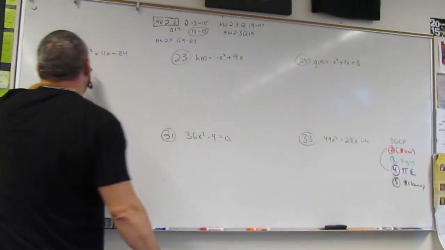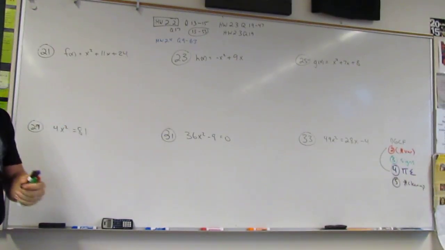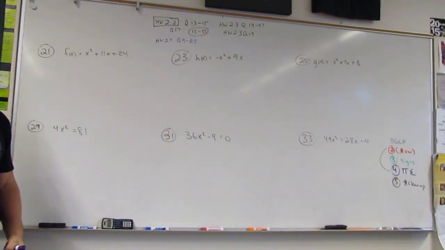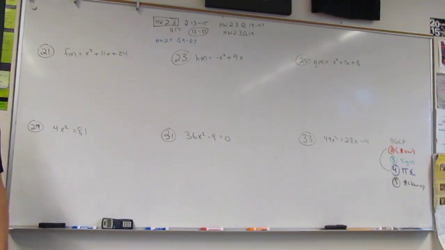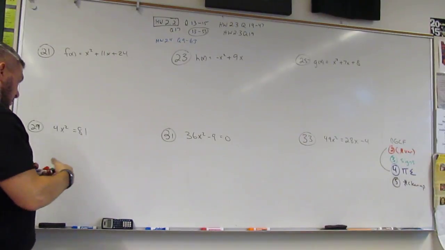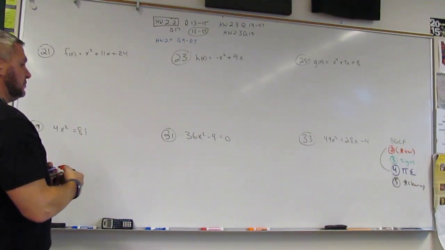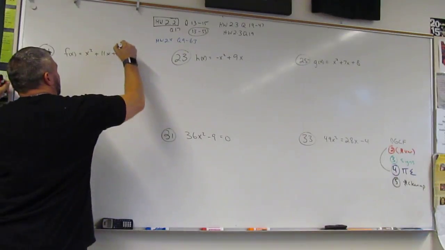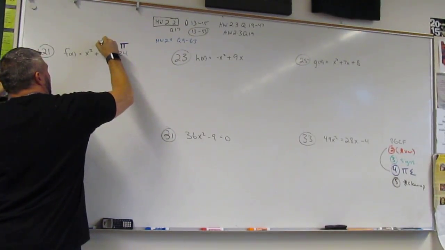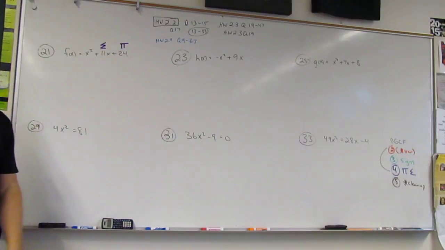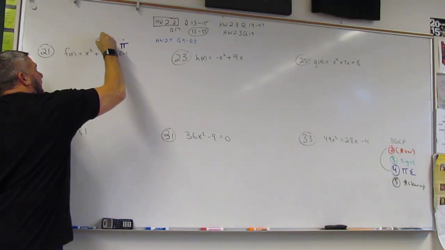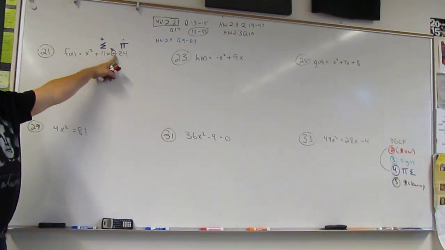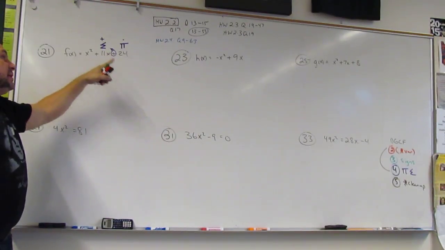Let's take a look at this first one, and I'll show you what I mean. Very, very easy. The first thing you need to think about if something is factorable is the product and the sum. What multiplies to be 24 but adds, in this case, because of that sign, to be 11?